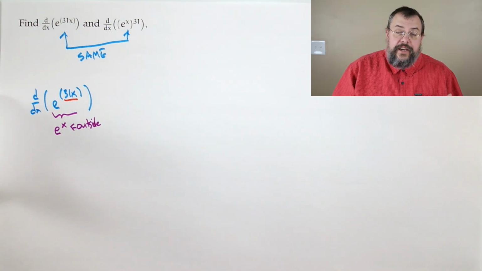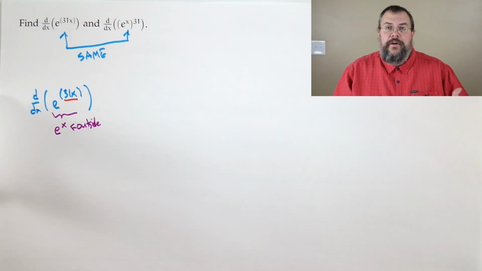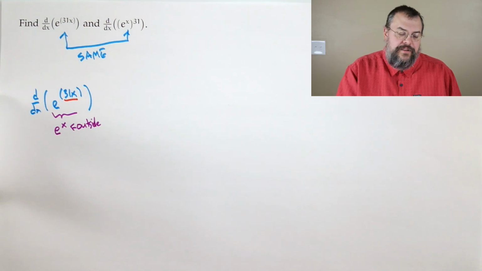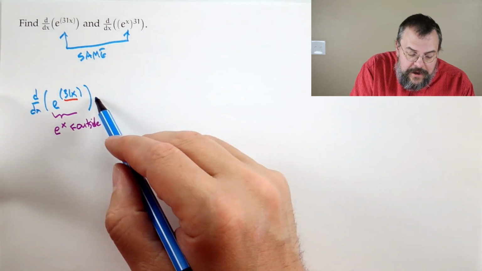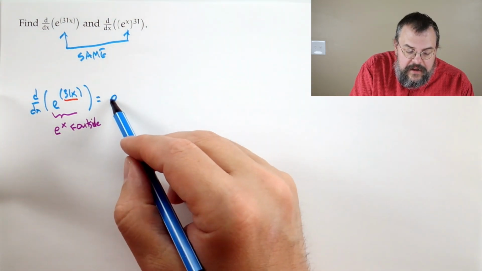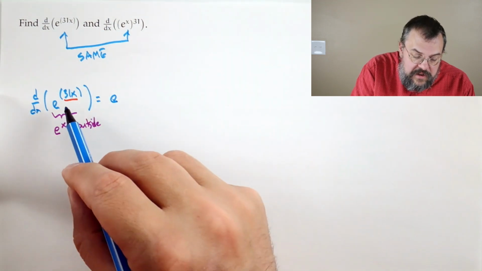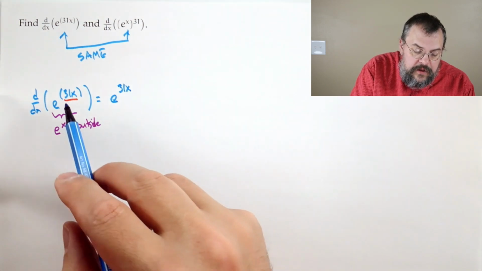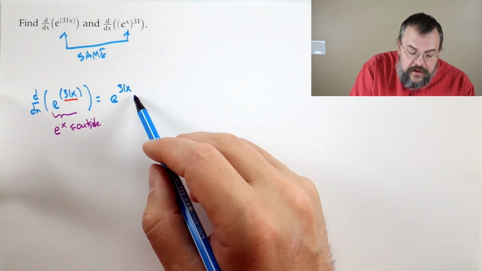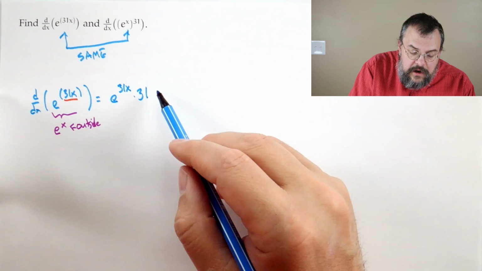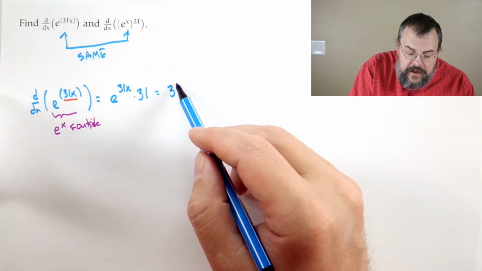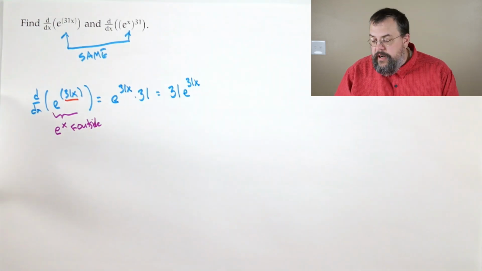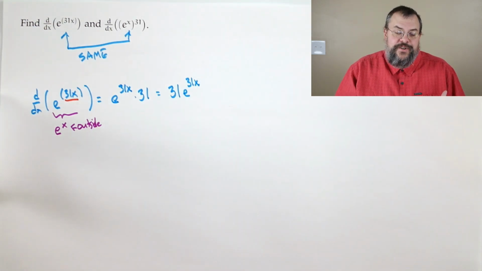Derivative of e to the x is e to the x. So oftentimes we'll say the derivative of e, which means the derivative of e to the x. So what do we have? Well, the derivative of the outside is e to the something. The something is the inside, 31x, times the derivative of the inside, 31. Now normally we would write this and put the 31 in front: 31e to the 31x. All right. Now that's our first derivative.